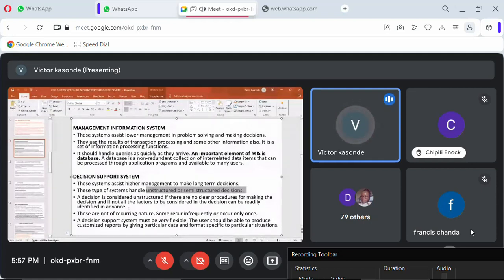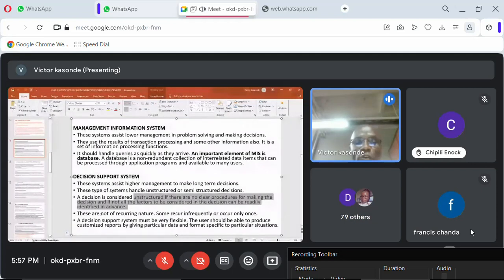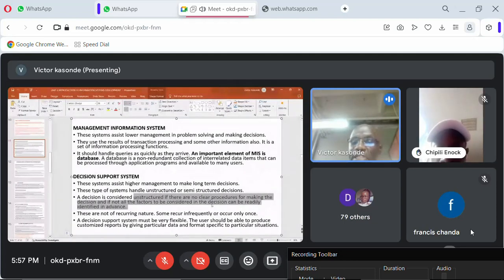A decision is considered unstructured if there is no clear procedure for making the decision, if not all the factors to be considered in the decision can be readily identified in advance. They are not of a recurring nature. Some recur frequently, others occur only once. A decision support system must be very flexible. The user should be able to produce customized reports by giving particular data and a format specified to a particular situation.